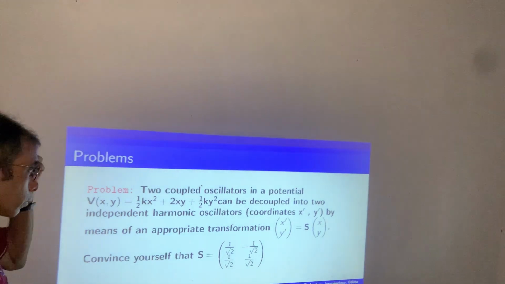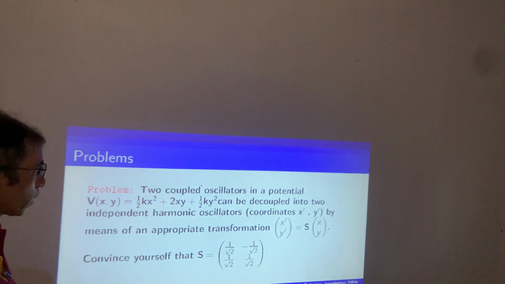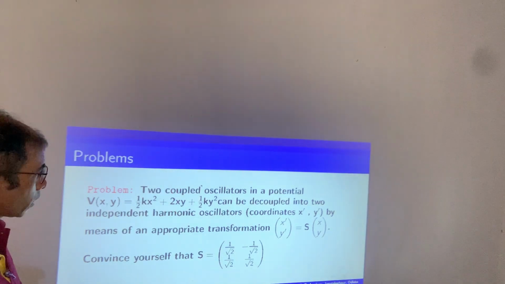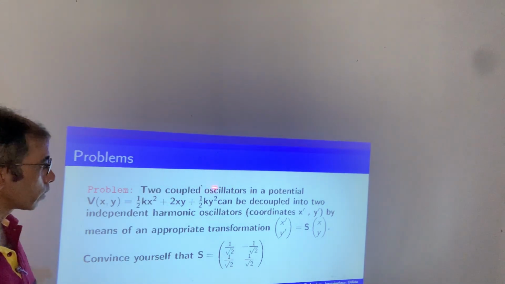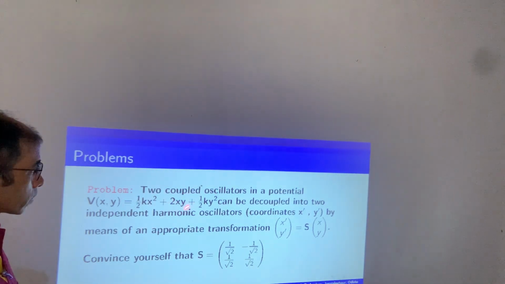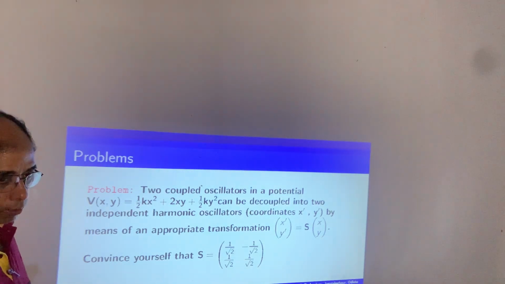What do I mean? In these variables x and y, you can see these oscillators are coupled because there is a cross term. If there was no cross term, then you would have said that the oscillators are decoupled. But since there is a cross term, it means the oscillators are coupled.